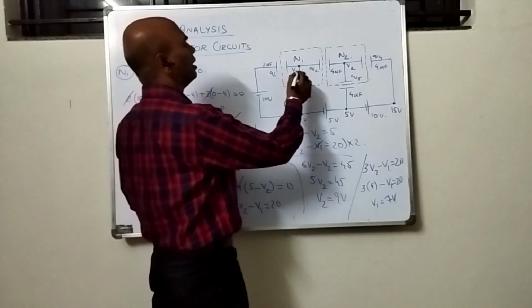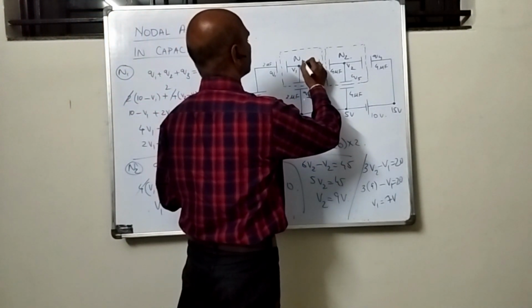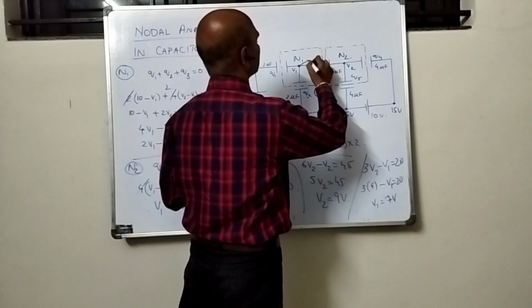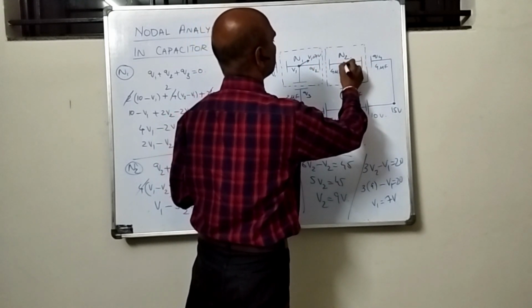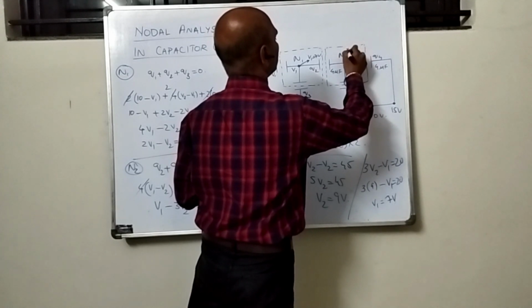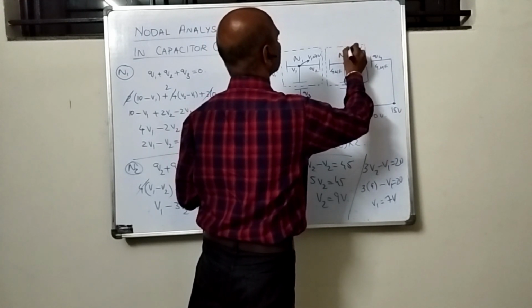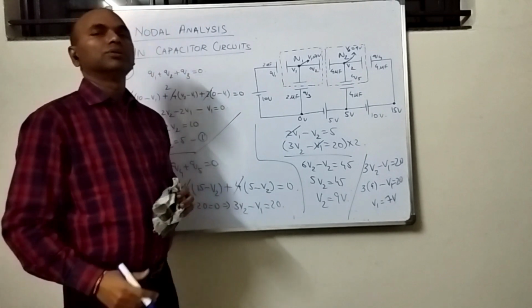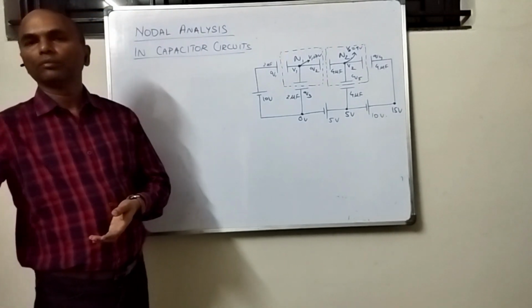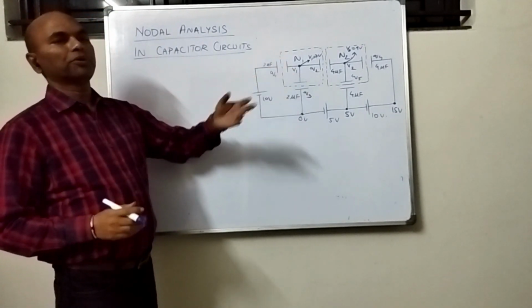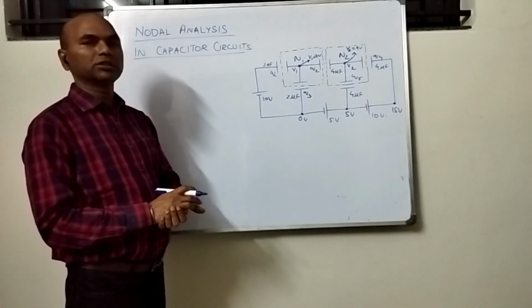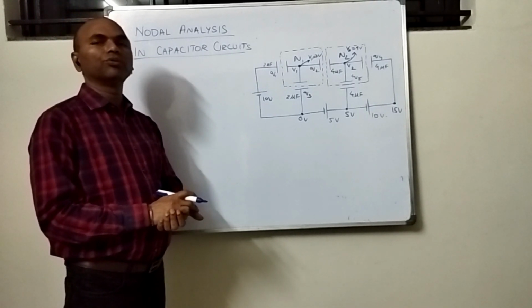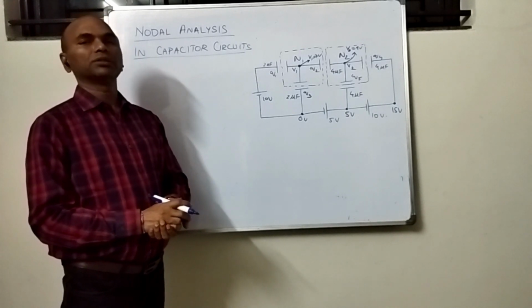I would better mark it here. So this is a potential of V1 is equal to 7 volt and this is a potential of V2 is equal to 9 volt. So now once we get the potentials of the nodes respectively, quite easily we can get the charge distribution again using the formula Q is equal to CV, where V is the potential difference.